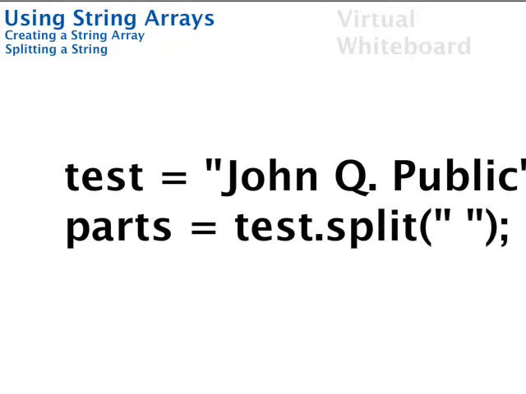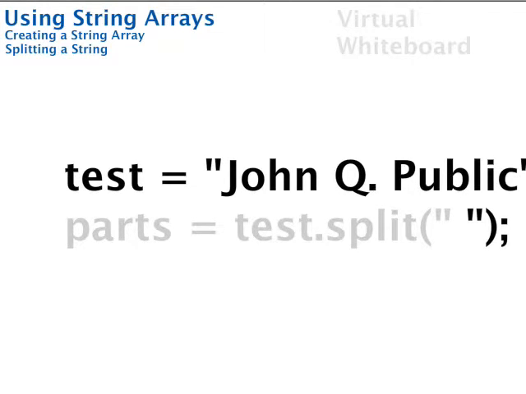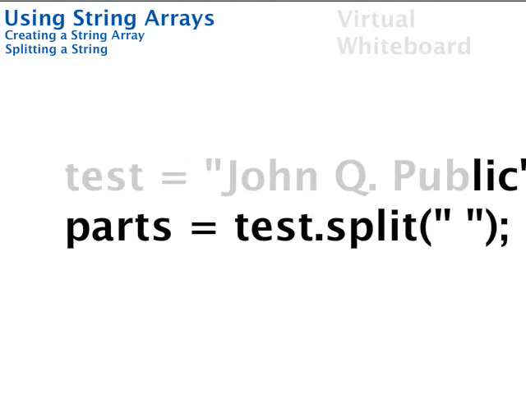JavaScript includes a string method called split, which splits a string into its component parts. To use this method, specify the string to split and a character to divide the parts. In this example, the test string contains the name John Q. Public. The split method in the second statement splits the name string at each space, resulting in 3 strings. These are stored in a string array called parts.